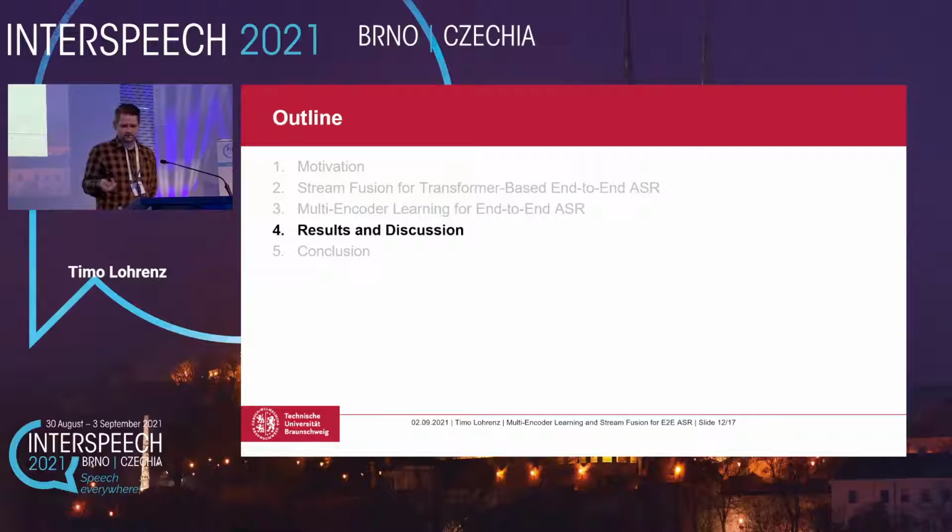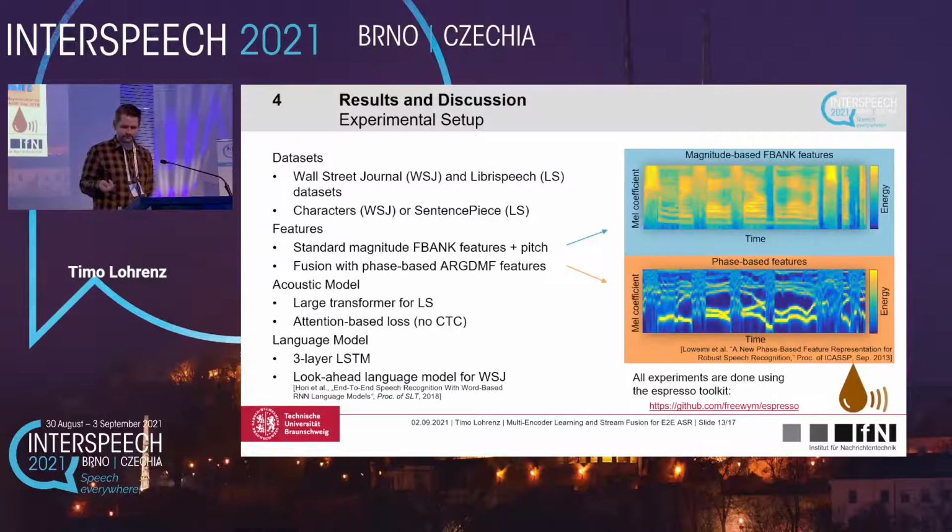Now let's look into our experiments. We conducted experiments on two data sets. First is the smaller Wall Street Journal data set, and the other is the more reasonably sized Librispeech data set. For Wall Street Journal, we had outputs on character level, and for Librispeech, we used byte pair encodings created with SentencePiece for about, I think, 5,000 output tokens. So pretty standard processing, actually.